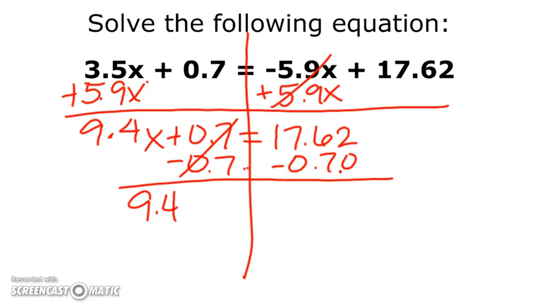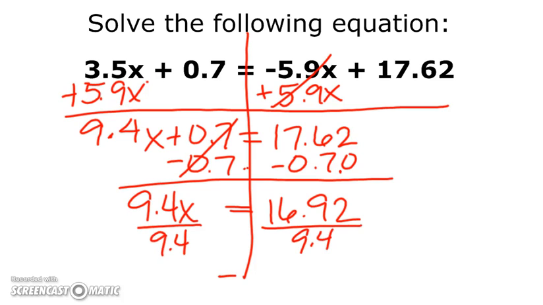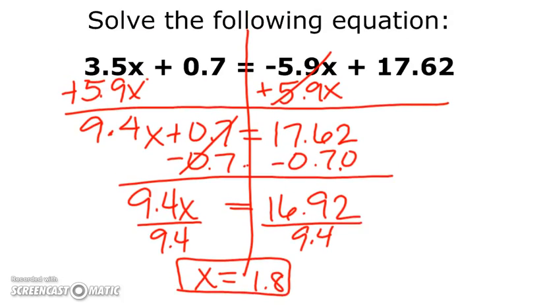So I have 9.4x equals... well, I even have to pull out my calculator. I don't want to do this one in my head. So 17.62 minus 0.7 equals 16.92. Divide by 9.4 and you get x equals 1.8. Now, you can use a calculator for this, but only for the computation of the adding, subtracting, multiplying, or dividing. You can use the calculator to check your answer, but I want you to show me the steps you did in order to get full credit on the problem.